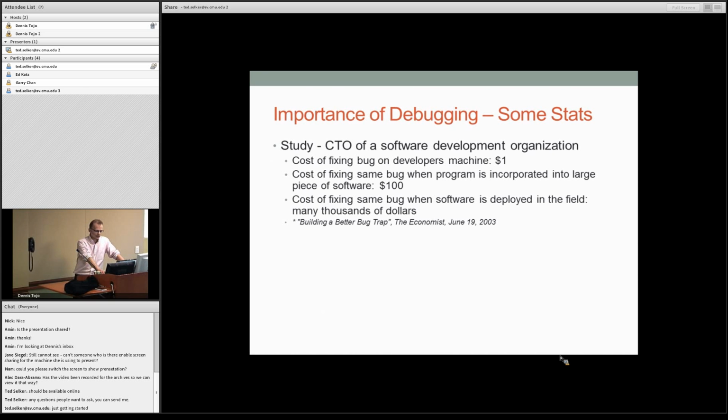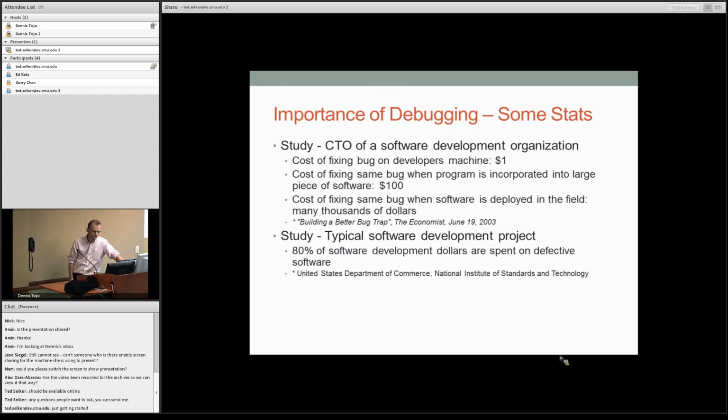The second study: in a typical software development project, 80% of software development dollars are spent on defective software. So really that means 20% of the cost is just getting the thing out the door, and the great majority is actually maintaining that piece of software, making sure that it works for the customers.